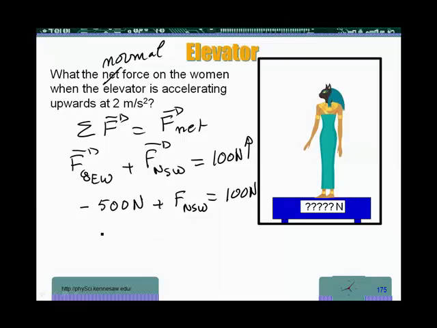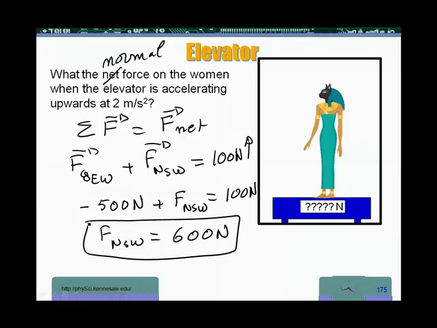So if we solve for the normal force, that gives us 100, and I move the minus 500 to the other side, so it becomes 600 newtons. Upwards, it's positive. So the normal force that the scale now exerts on the woman is not 500 newtons anymore, it is 600 newtons.